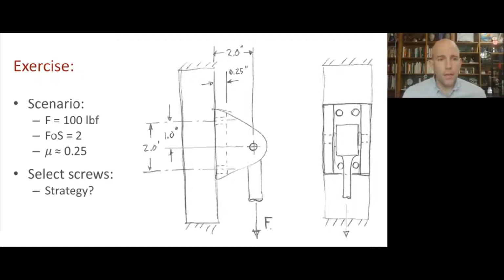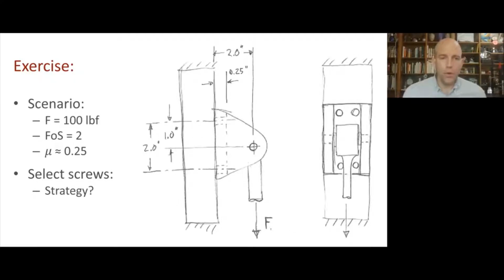All right. And we've got some values for the force, 100 pounds force. We're looking for a factor of safety of 2. The coefficient of friction between the bracket and the wall is about 0.25. And we've got some dimensions here. The distance from the wall to this hinge is about 2 inches. The thickness of this internal surface on the bracket is about 1/4 inch. And the distance between the holes is 2 inches. The distance from each hole to this hinge point in the vertical direction is about 1 inch.